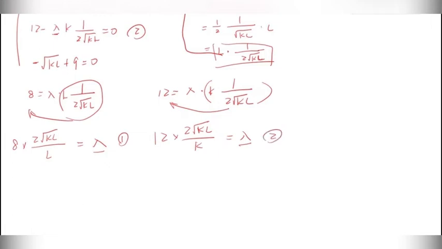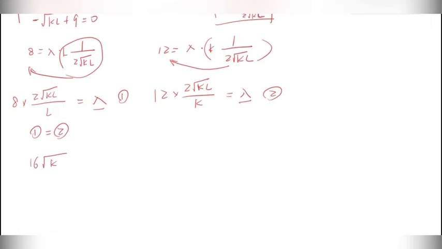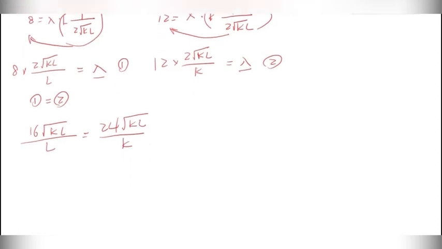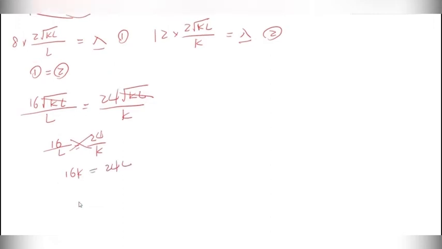I want formula 1 equal to formula 2: 16 square root of KL over L equals 24 times square root of KL over K. For this one, the square root of KL can be cancelled. 16 over L equals 24 over K. Cross multiplying, 16K equals 24L, so L equals 16K over 24.